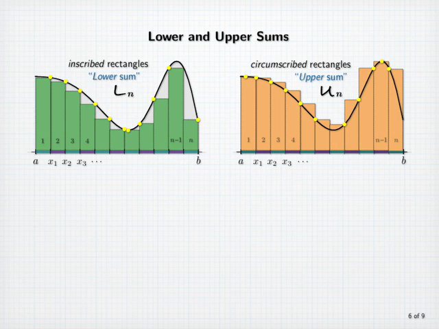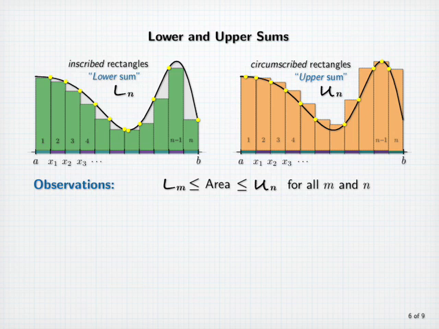Now let's make some observations related to upper and lower sums. First of all, it's easy to see that any lower sum gives an underestimate of the area, and any upper sum gives an overestimate of the area. So for all n, the area is between L sub n and U sub n. Moreover, this is true even if we aren't comparing the same number of rectangles. In other words, every lower sum L sub n is less than or equal to the area, and the area is less than or equal to every upper sum U sub n, and so every lower sum is less than or equal to every upper sum.